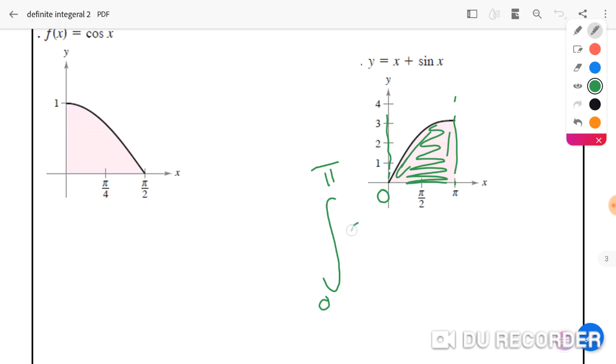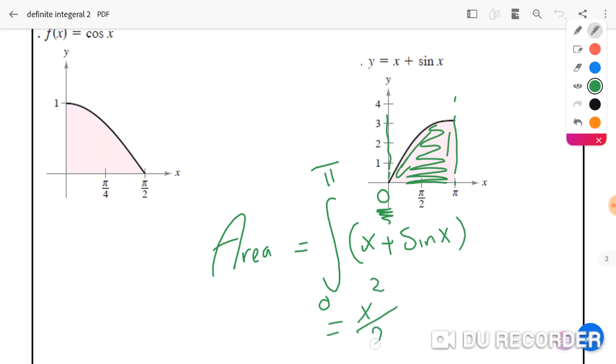The integration of this function. So to find the area we use the definite integral of the given function from the vertical line 0 to pi. It will be x squared over 2, the integration of this one, minus cosine x, from 0 to pi. Replace in the integration of the function the upper limit minus the lower limit.